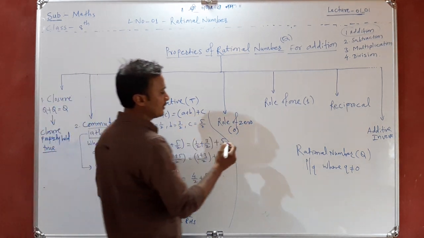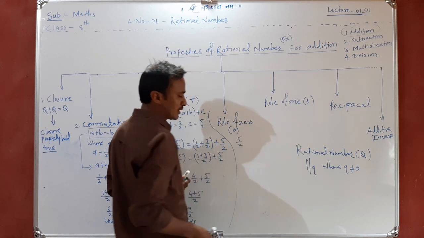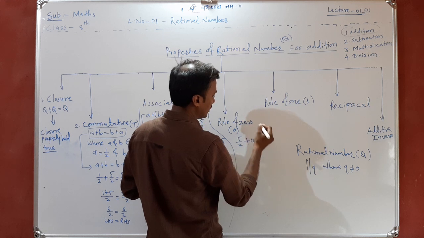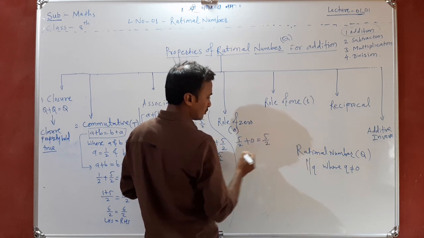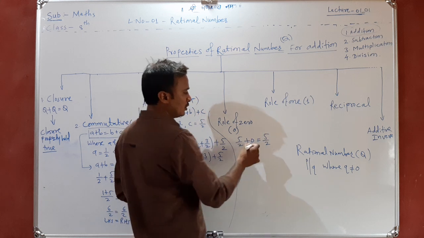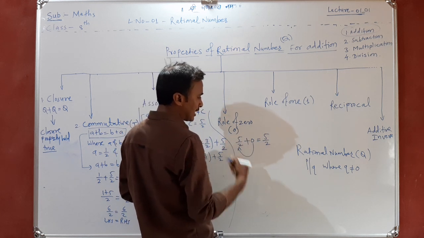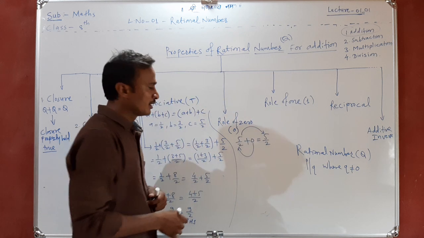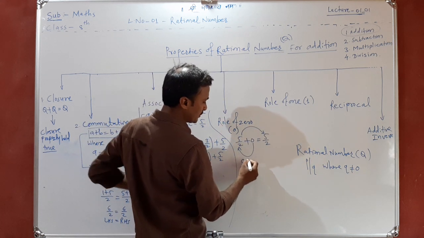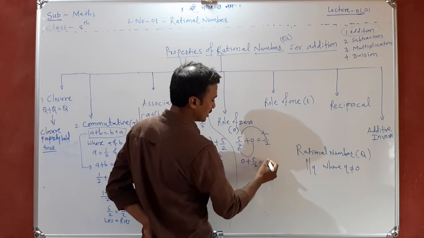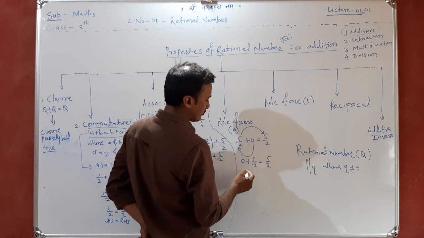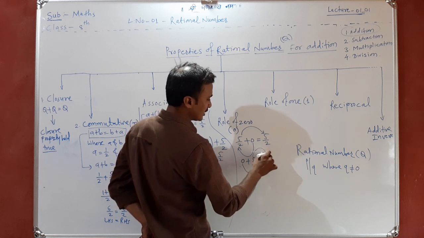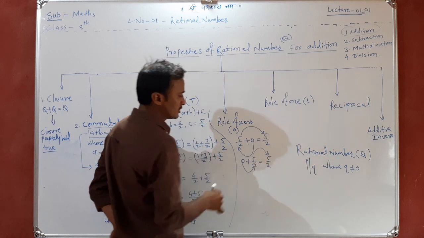Suppose 5 upon 2 is any rational number, right? If you add 0 to that rational number, we get 5 by 2. It means while adding 0 to any rational number, the result is the number itself, right? Again, the converse: 0 plus 5 by 2 is equal to 5 by 2. It means while adding any rational number to 0, the result is the number itself, that is 5 upon 2.